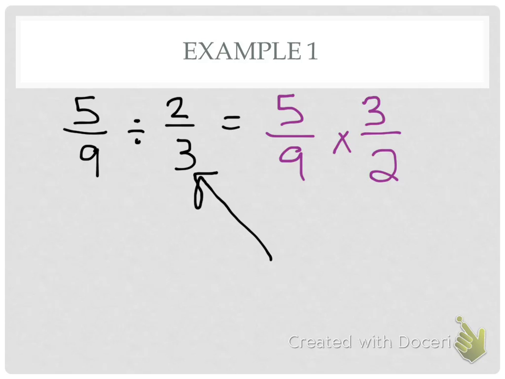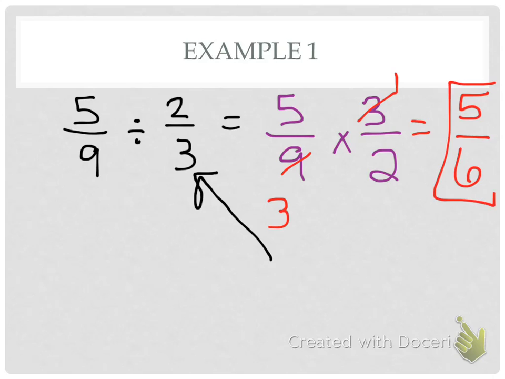Now that I have this, again, now I'm just multiplying, so I first look to see, can I cross reduce? And I can. I can reduce the 3 and the 9 by 3, and I can get 5/6, and that would be my answer.